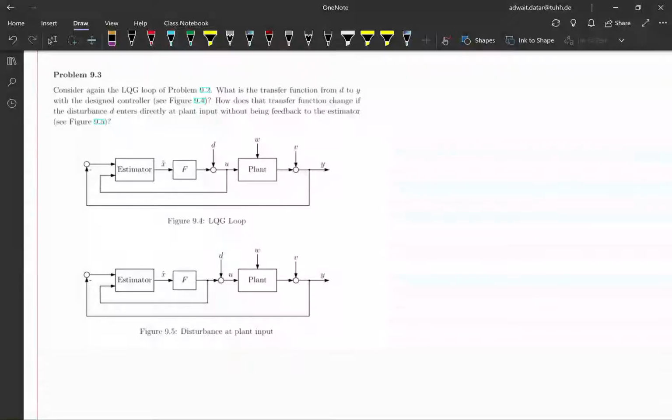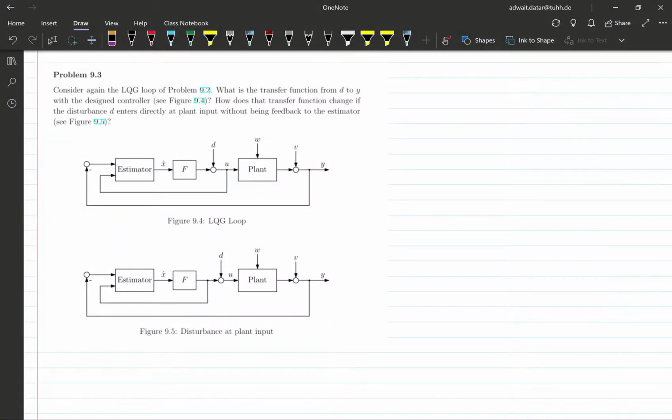Let's have a look at problem 9.3 now. This is related to problem 9.2, so I recommend that you have a look at problem 9.2 before trying this one.